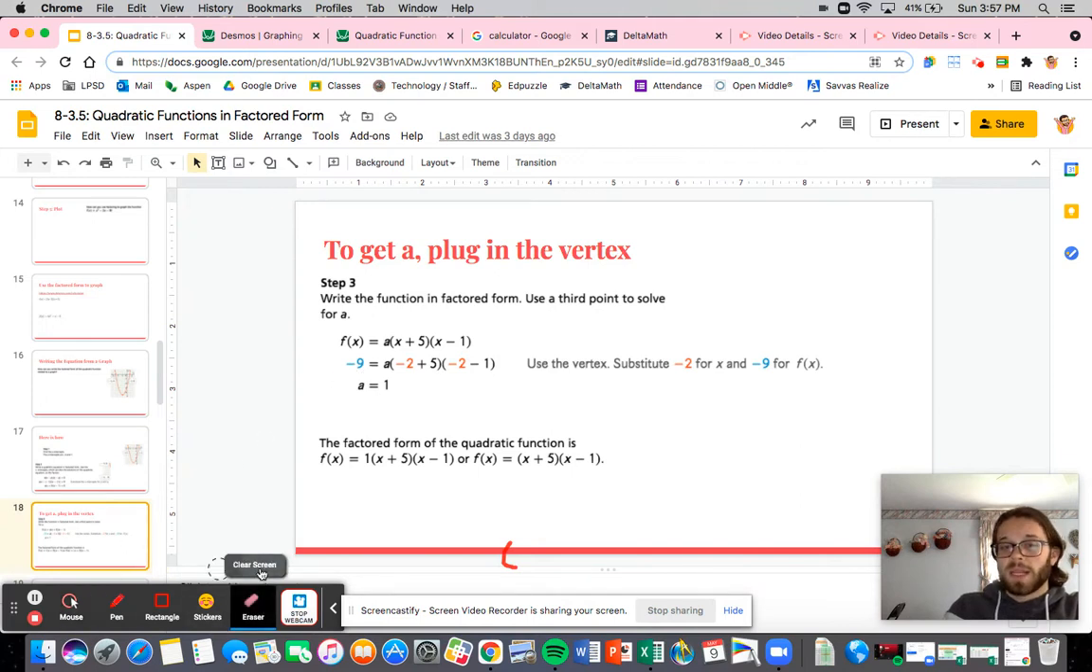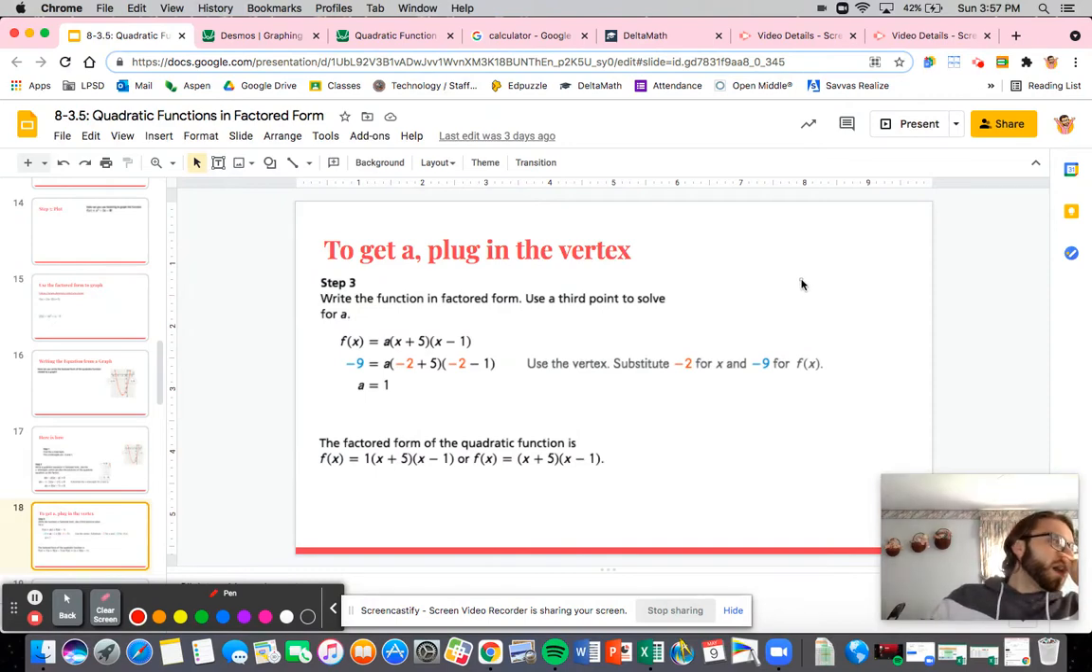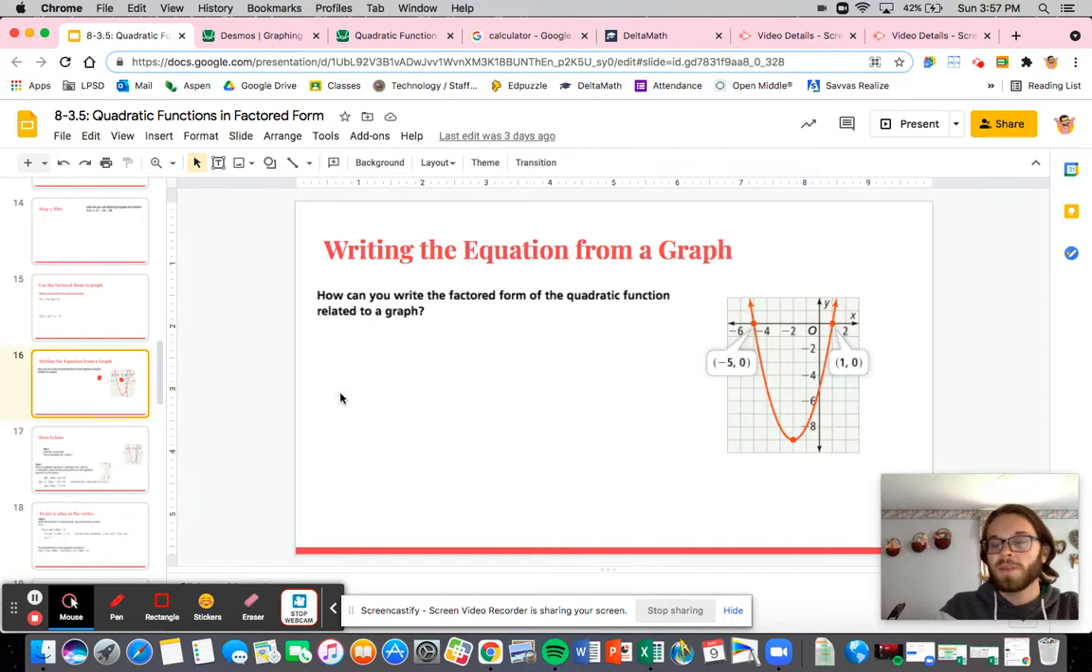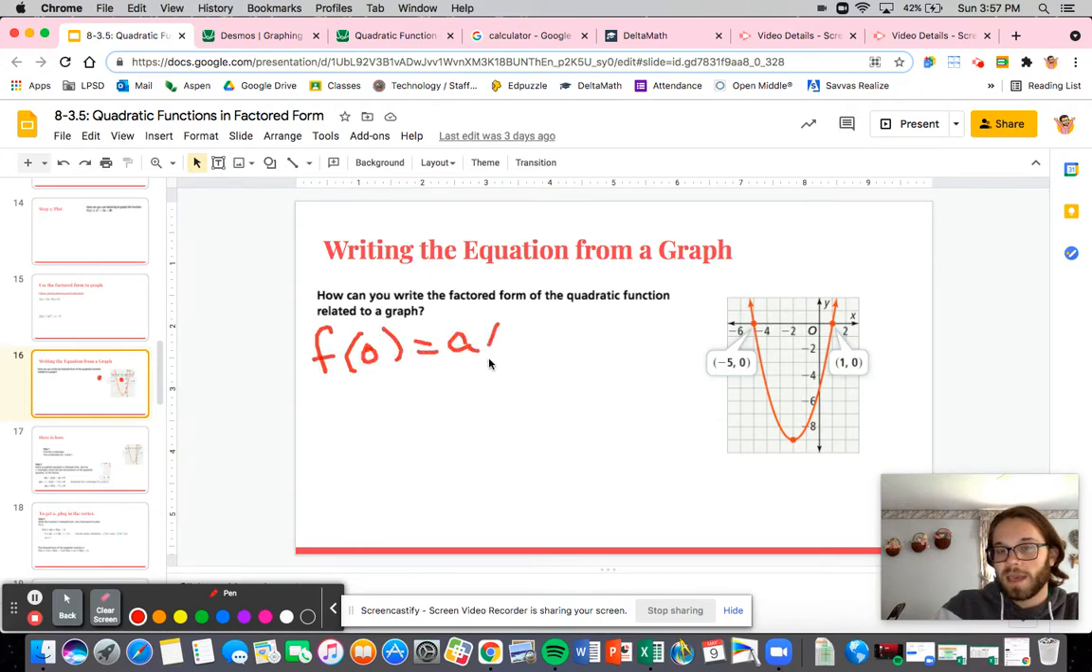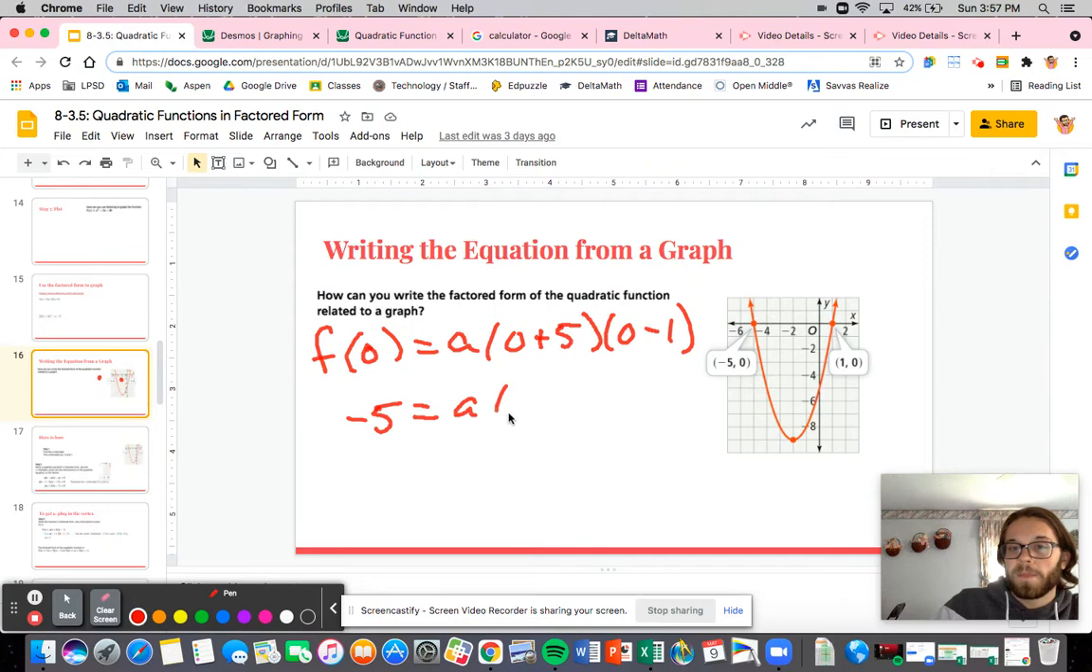Again, you can pick a different point. On that one, the vertex might not have been the easiest point. If you look back here, we had 0, -5. So, for instance, if I plugged in f of 0, a times 0 plus 5 times 0 minus 1, that has to be equal to -5, because that's what we know that point is. 5 times -1, that's still going to end up being a equals 1. So if the y-intercept is easier, use the y-intercept. In general, the vertex is usually pretty easy to identify. The y-intercept might not necessarily be a nice point. So just pick the point that works best for you.